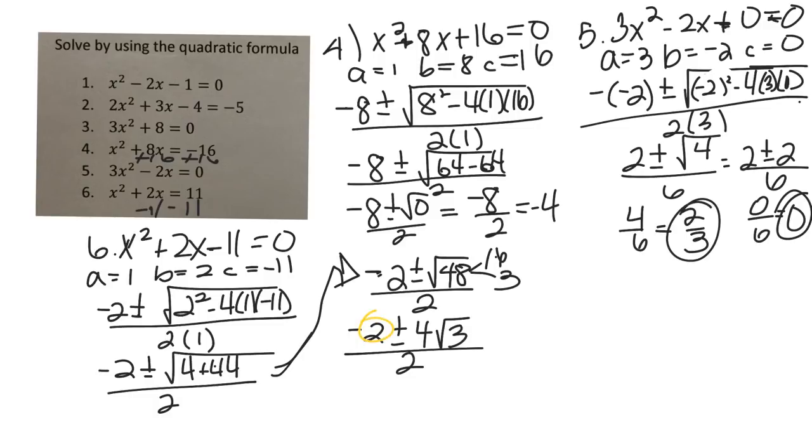And I have a common factor between 2, 4, and 2, so I can divide those. So we get negative 1 plus or minus 2 radical 3. And that's my final answer. And it would just be divided by 1.